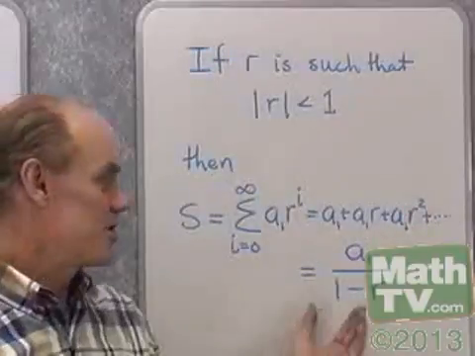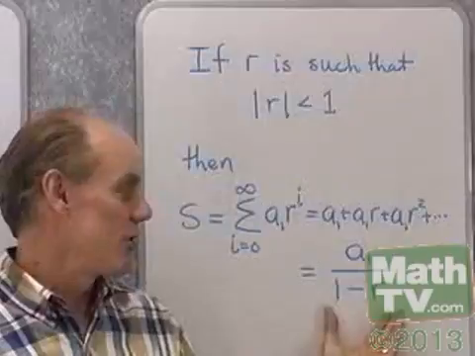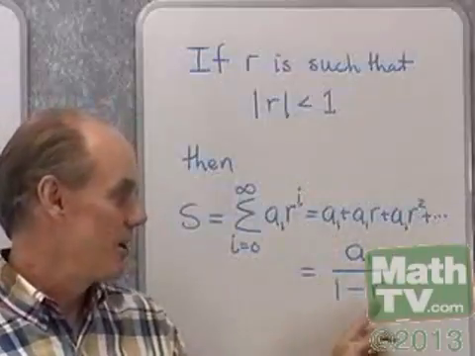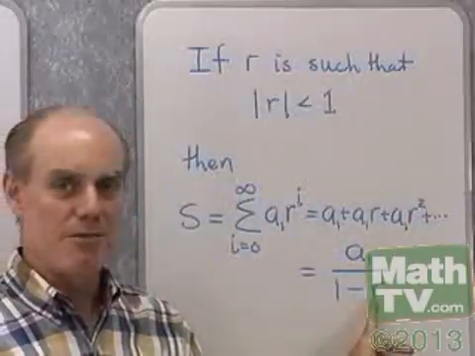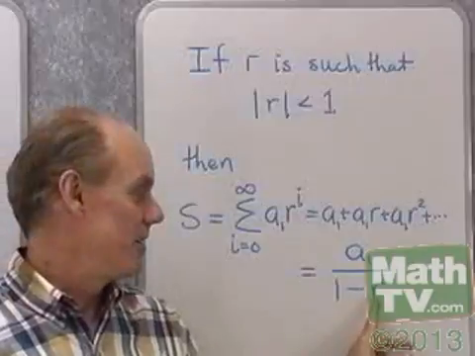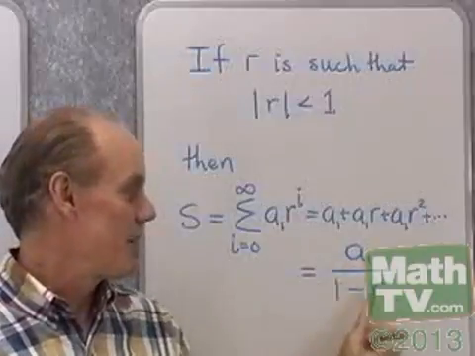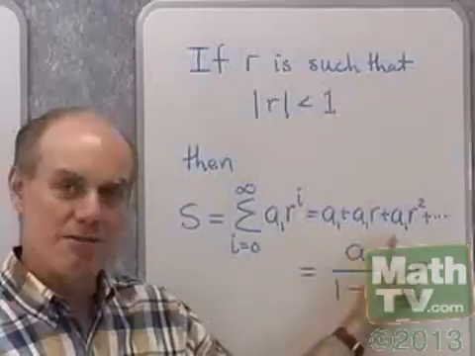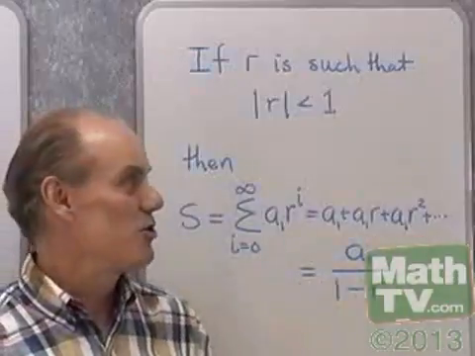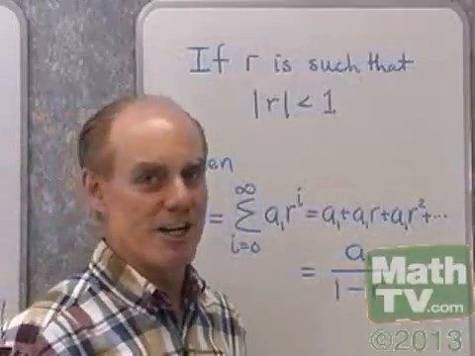If you want to see the derivation of this formula, you have to look in the book. But it is a nice, simple formula. The only requirement is that the absolute value of R be less than 1. If it is, we simply take the first term, divide by 1 minus R, and that is this infinite sum right here. So let's go to problem number 5 now and see if we can get an example of how we use this.